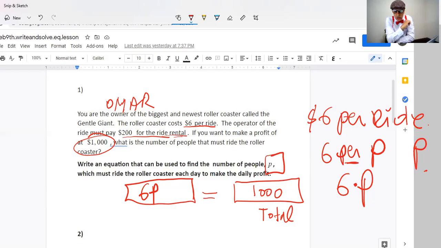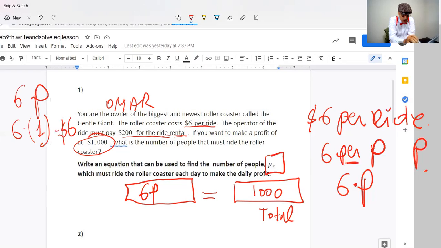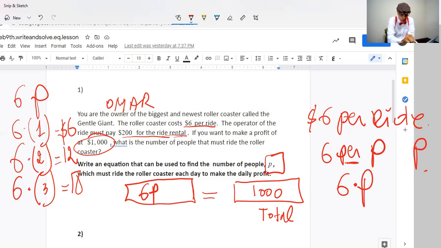That's the expression that he's going to use to figure out how much money he's making. You could try the expression. If it's 6P, 6 per person, if one person goes on the ride, it would be 6 times 1, he pays $6. If two people go on the ride, it'd be 6 times 2, and it would be $12. If three people go on a ride, 6 times 3, and it'll be $18. So this expression works. So 6P is the correct expression to figure out how much money Omar is going to make each time a person takes a ride.